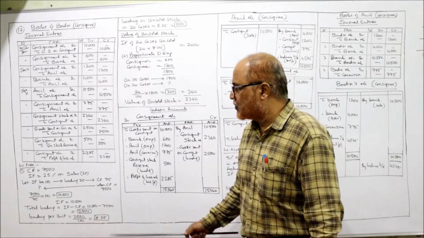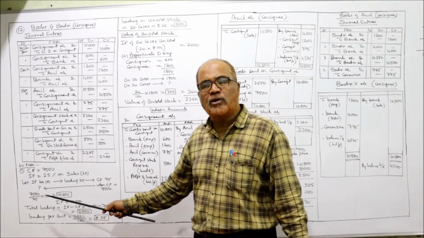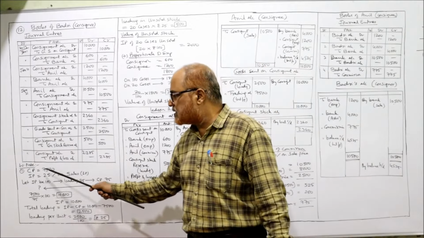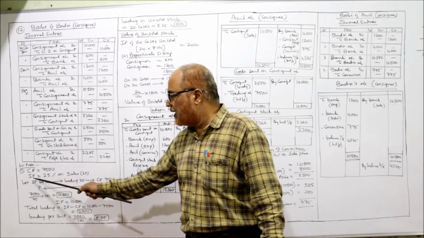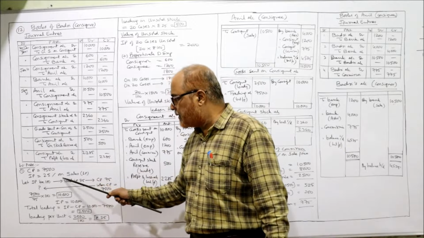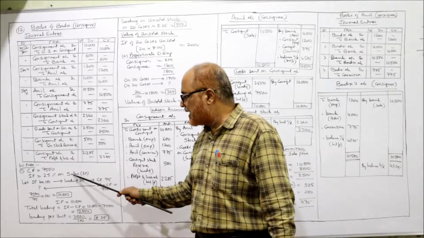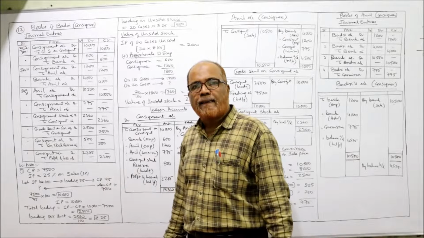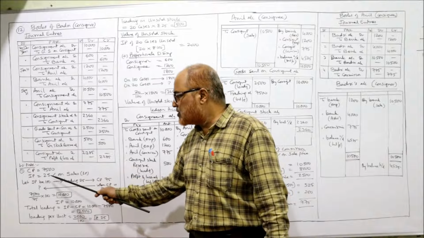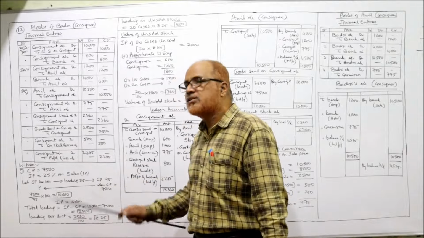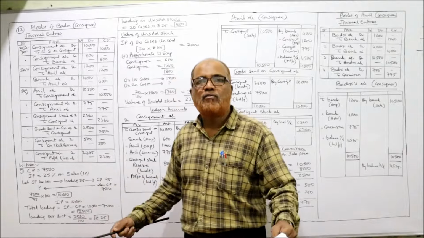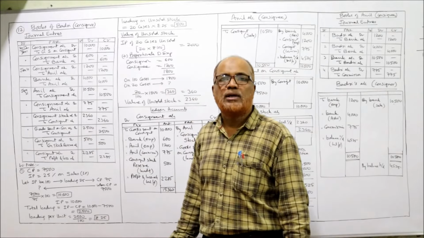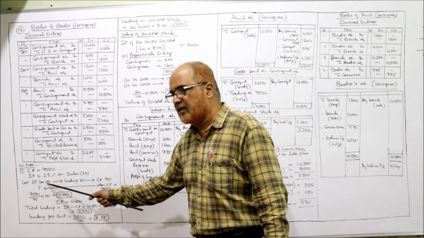So here in the working note, first of all, I am showing you the working note. Cost price is given as 7,500. Invoice price is given as 25% on sales. Sales means invoice price. We don't have the invoice price. We have cost price. But this 25% is on invoice price. When we don't have the invoice price, we suppose, let the invoice price be 100.